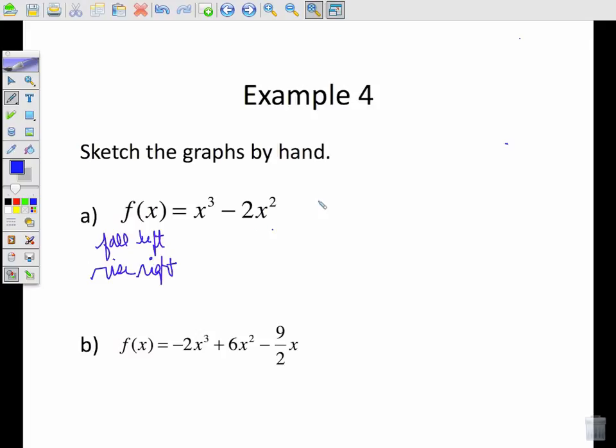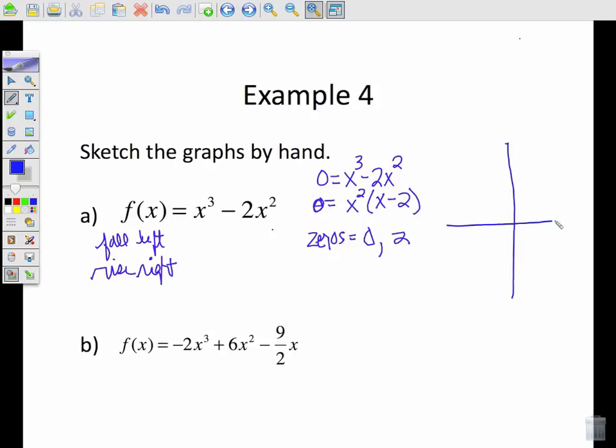If I want to find some zeros here, then I'm going to set the function equal to 0. I'm going to solve this. The method of solving here is going to be factoring. I'm going to take an x squared out, and you get x minus 2 left. This is indicating that my zeros are at 0 and 2.